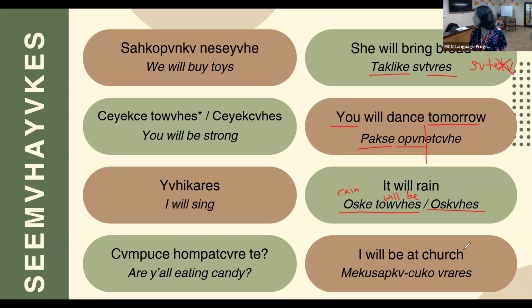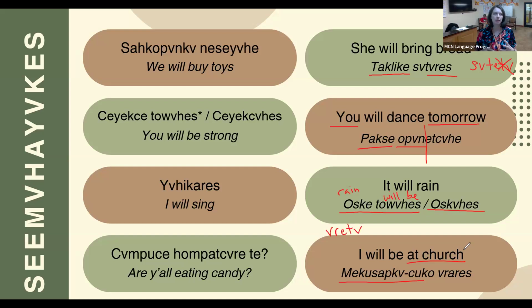And number 4, I will be at church. So church was mvsapkajugo. We put the where before the verb. So that goes at church. And then will be. I will be. So in this case, we use athida.